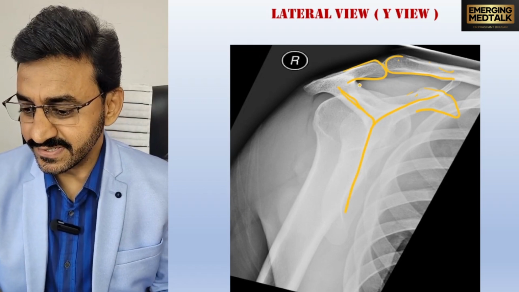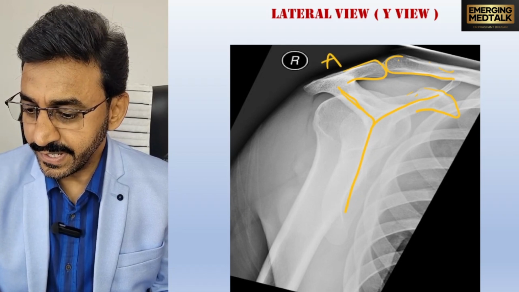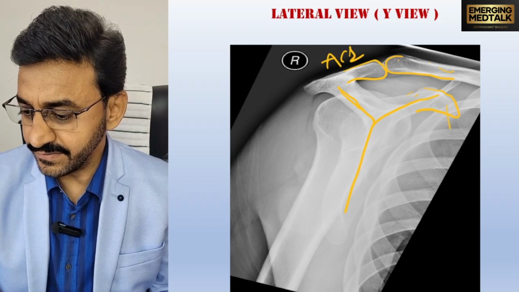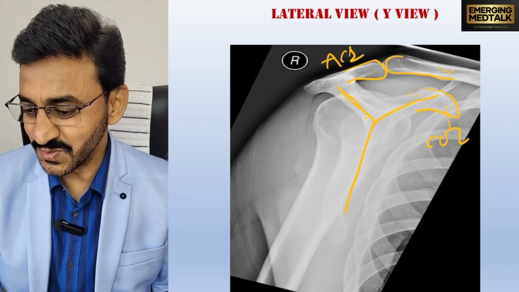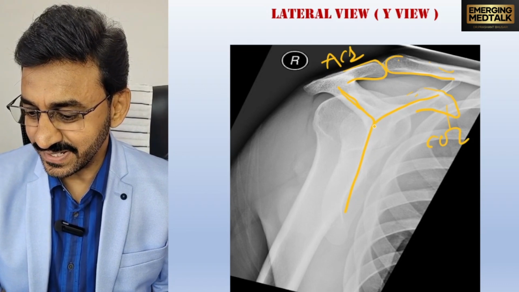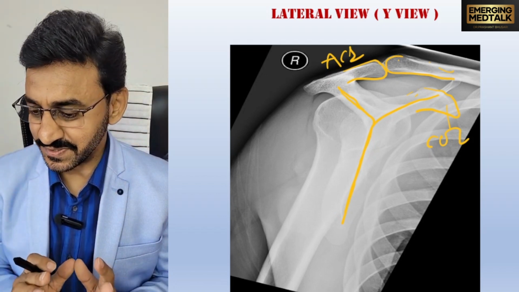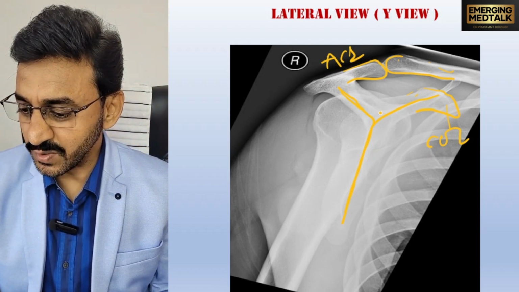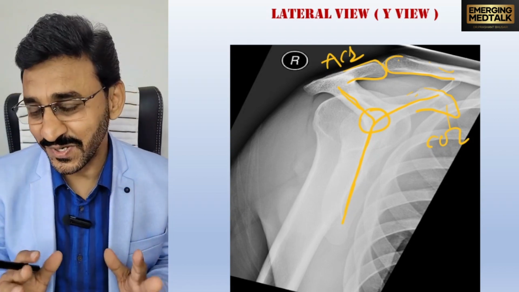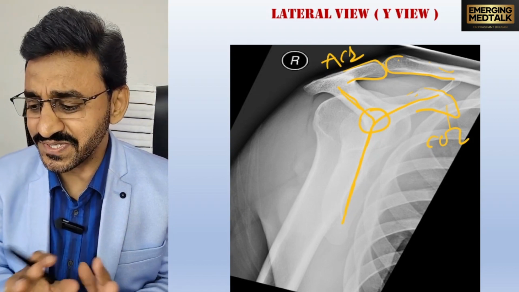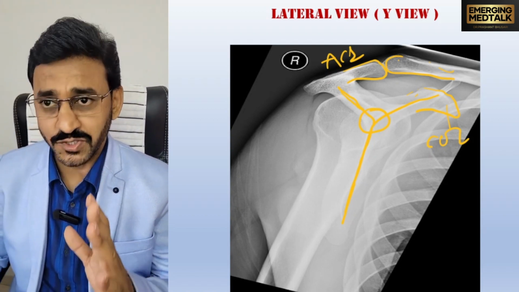Posteriorly will be the acromion, and anteriorly the coracoid process. When we join these two points, it comes down along the body of the scapula, and the bifurcation of the Y lies at the level of the head of the humerus. So this is the very simple lateral view of the X-ray shoulder joint.